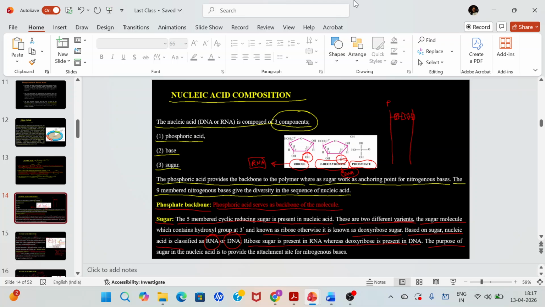Based on the sugar, nucleic acid is classified either as RNA or DNA. Ribose sugar is present in RNA, whereas deoxyribose is present in DNA. The purpose of sugar in the nucleic acid is to provide the attachment site for nitrogenous bases. Okay, so this is the purpose of sugar in nucleic acid.